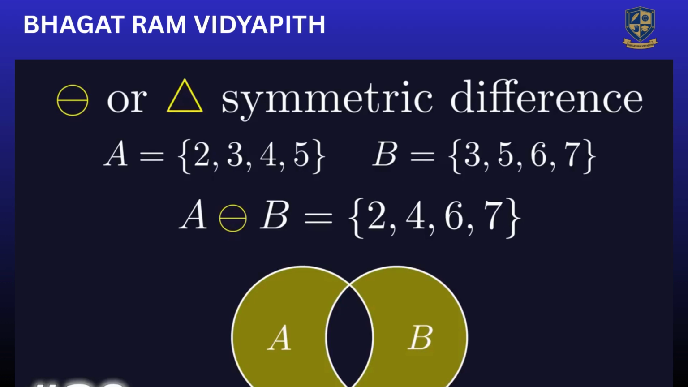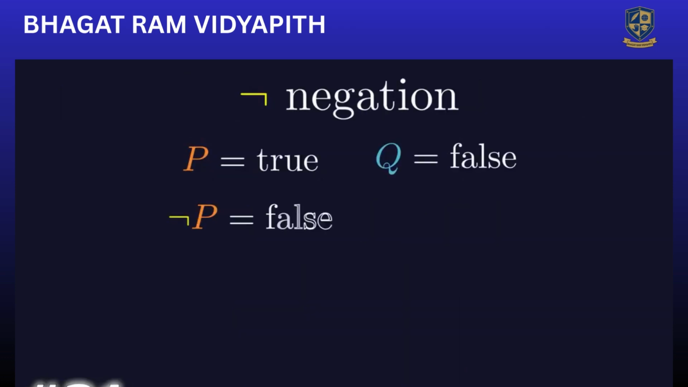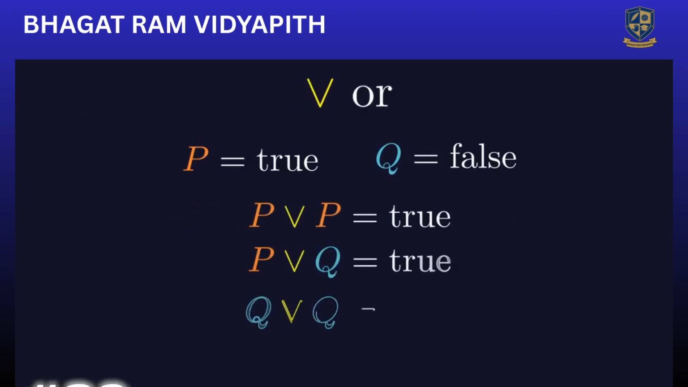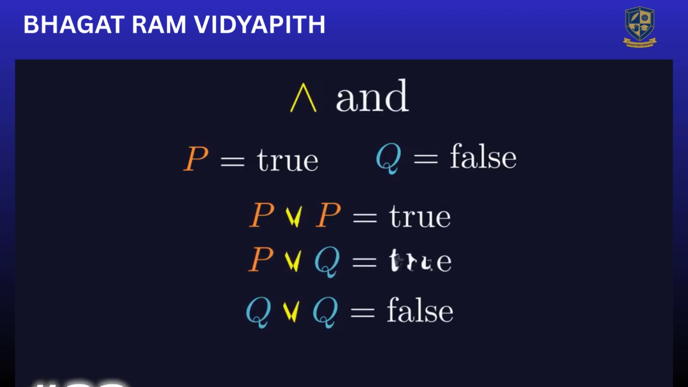The result of this operation is the set that contains all elements that belong to exactly one of the two sets. Negation symbol is used in logic to indicate the opposite of a statement. OR operator returns true if at least one of the operands is true. AND operator returns true only if both operands are true. Exclusive OR operator returns true if exactly one of the operands is true.